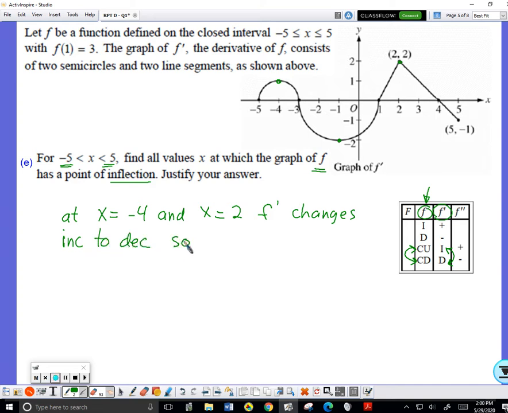So, let's keep going here. This is on the back of the golden notes. You can copy one of those statements. At x equal -1, f prime changes from decreasing to increasing.